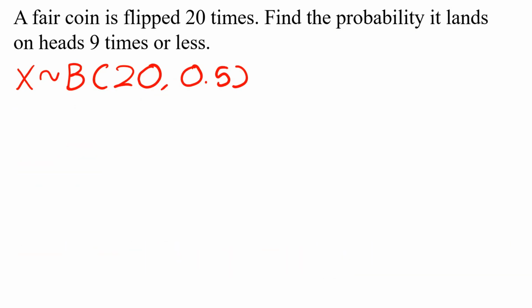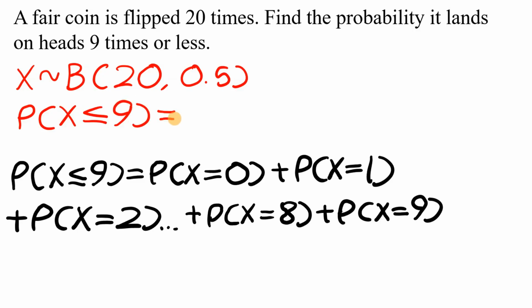Okay, now rather than finding the probability for a specific value, they'll more likely want you to find the probability for a group of values. So this is the same scenario where a fair coin is flipped 20 times, but this time we need to find the probability it lands on heads 9 times or less. We're going to use the same binomial distribution model where n is equal to 20 and the probability is 0.5, but this time we need to find the probability that x is less than or equal to 9.